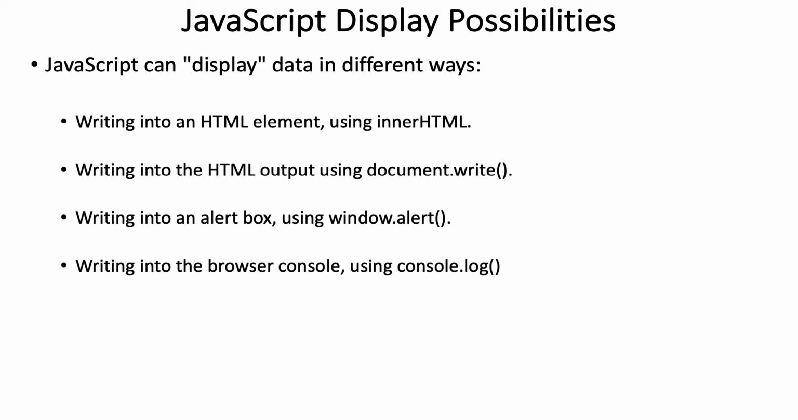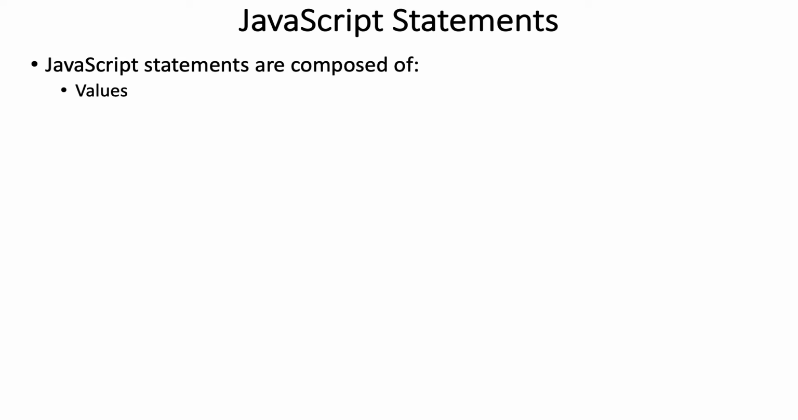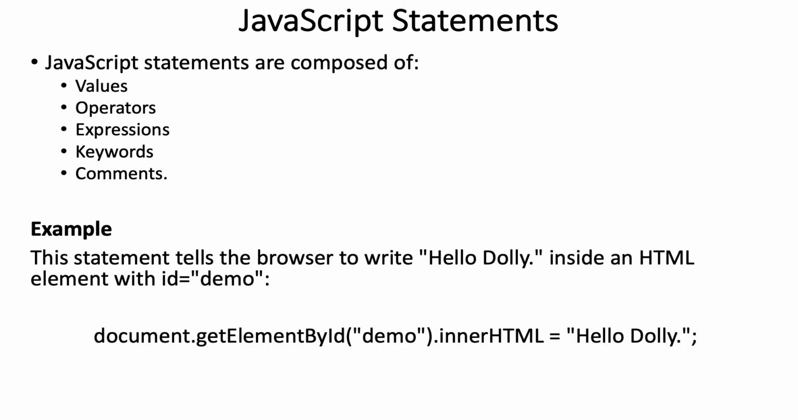JavaScript statements are composed of values, operators, expressions, keywords, and comments. An example: this statement tells the browser to write Hello Dolly inside an HTML element with an ID of demo. So we've got the document, which is how we access the DOM for this document, getElementById demo, innerHTML equals Hello Dolly.